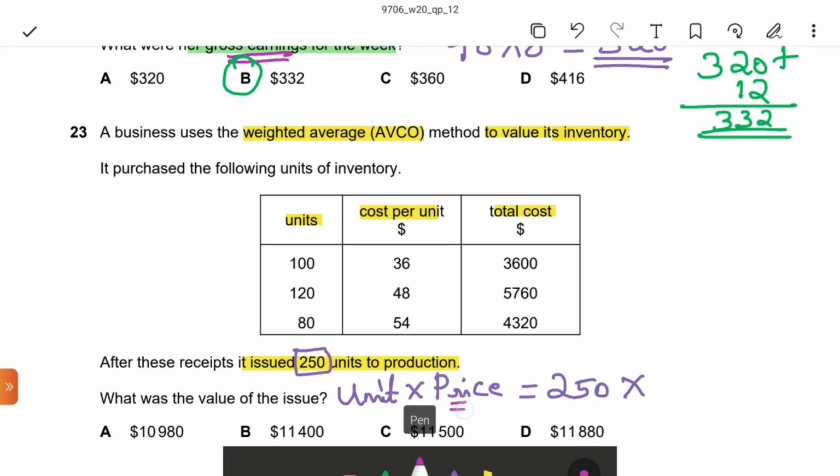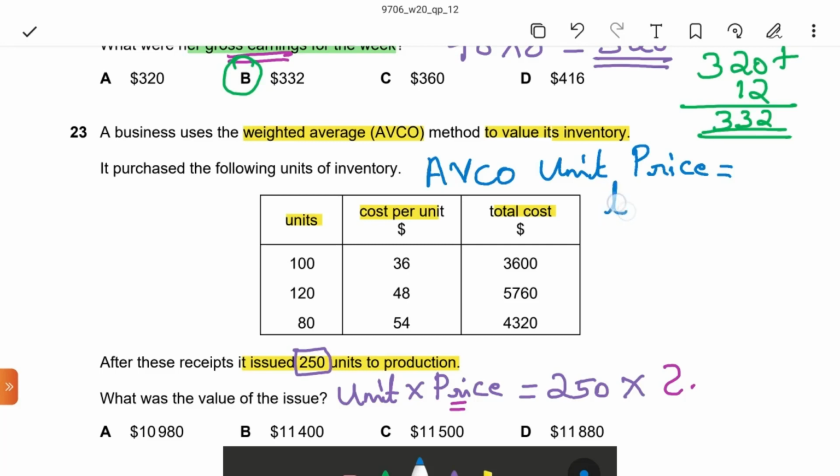We don't know the price, so we have to calculate it. How do we calculate the unit price in the time of AVCO? AVCO unit price is equal to total cost divided by total number of units.